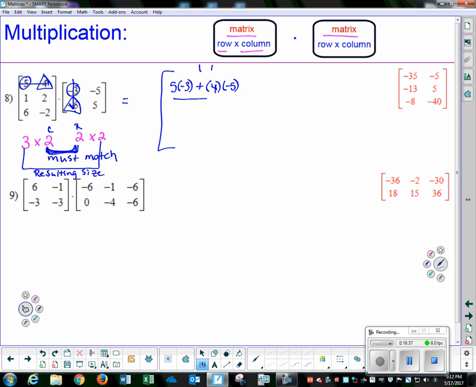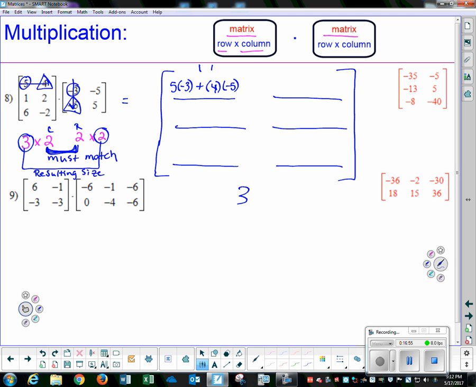Now, let's see, what was our overall size? It was going to be a 3 by 2 matrix. So I know I'm going to have 3 rows and 2 columns. Here's my 2 columns, and here I'm going to extend this so I can get my 3 rows. I think sometimes it's really helpful to know what your outcome is going to be, just because it helps place your numbers and you know you're doing kind of the right steps.